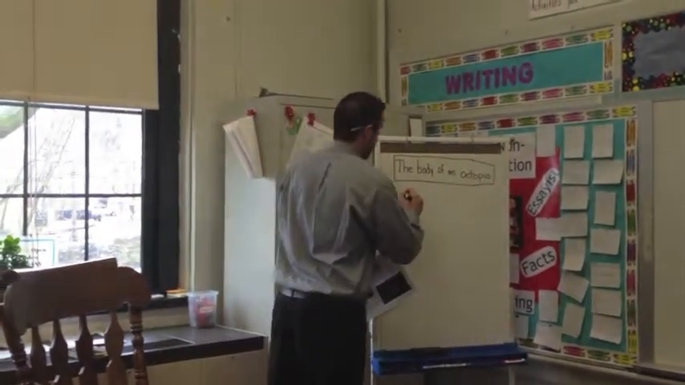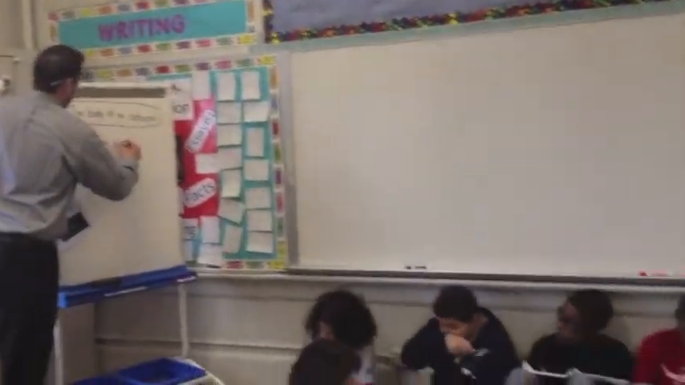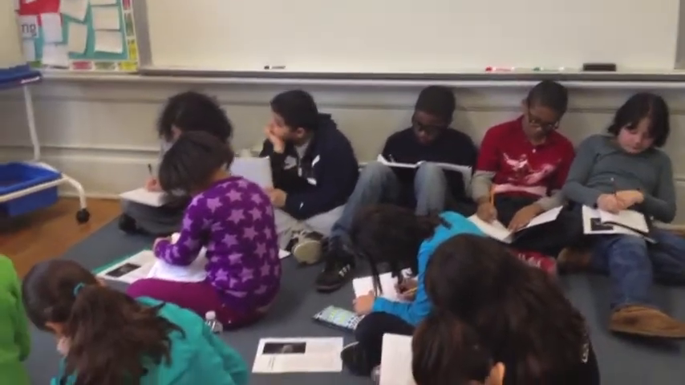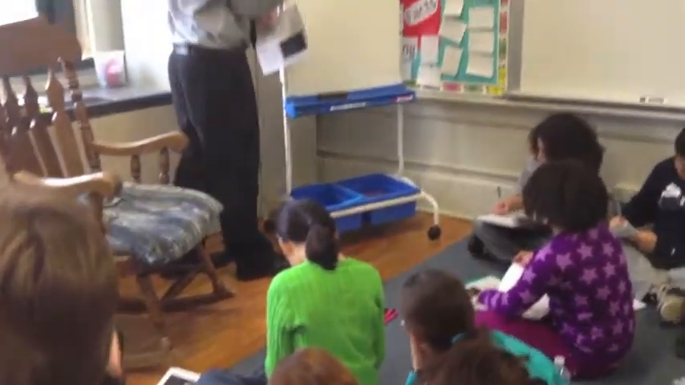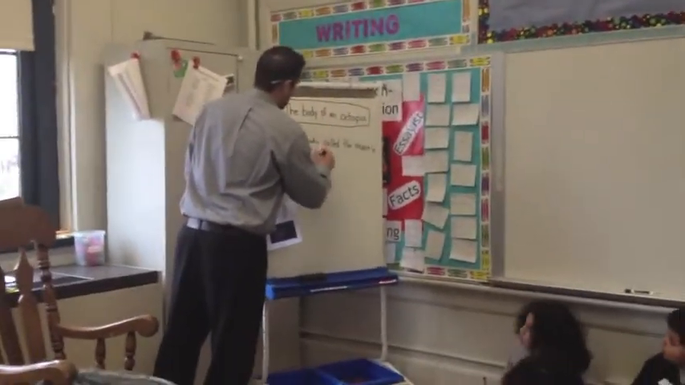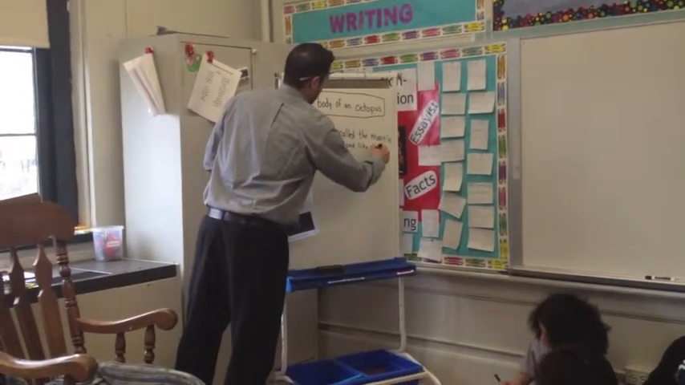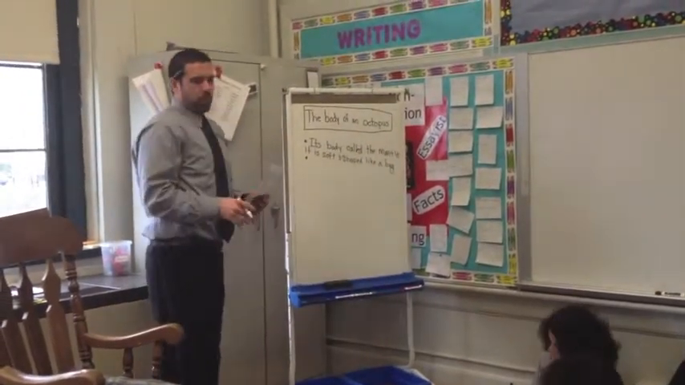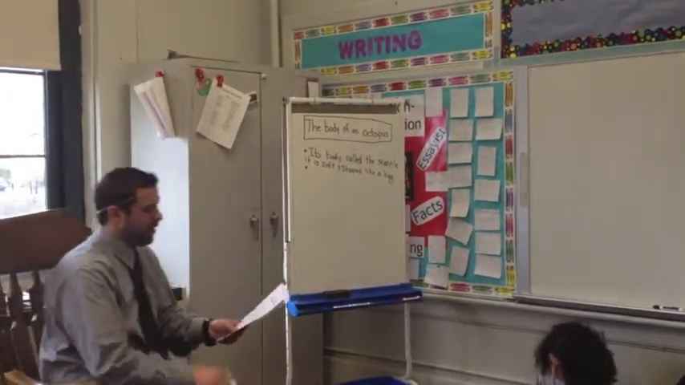So its body, called the mantle. And then it also says, is soft and shaped like a bed. It is soft and shaped like a bed. Okay? So that's a supporting detail because it tells me about the body.